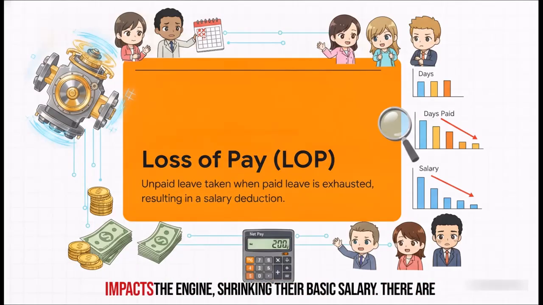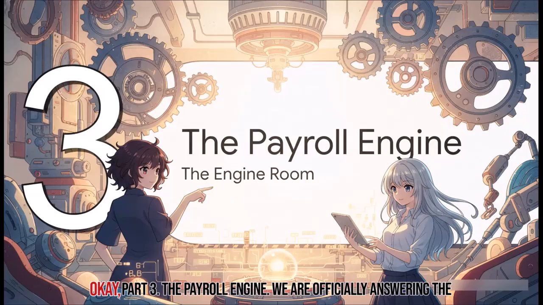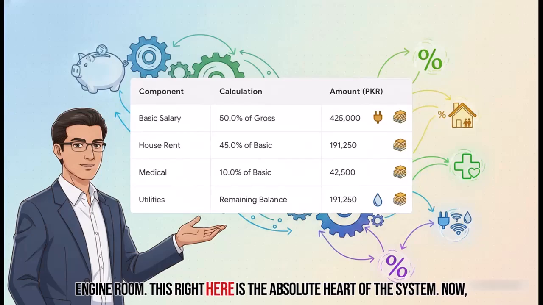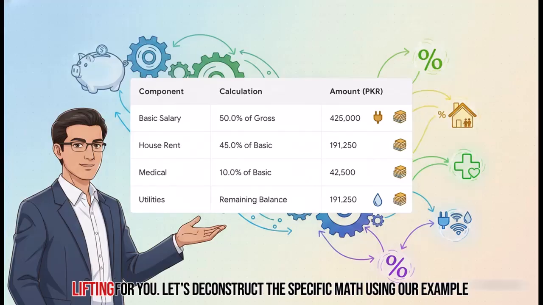That dynamically impacts the engine, shrinking their basic salary, their allowances, and ultimately their net pay for that cycle. Okay, part 3, the payroll engine. We are officially entering the engine room. This right here is the absolute heart of the system. Now, what's really interesting about this is how it does all the heavy lifting for you.